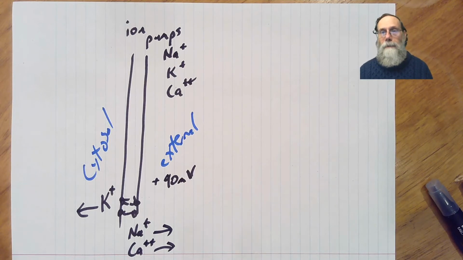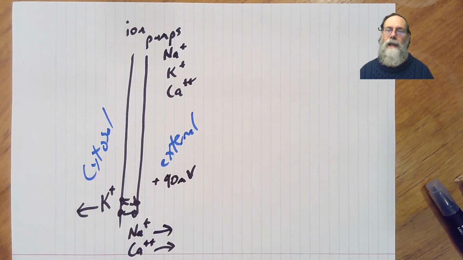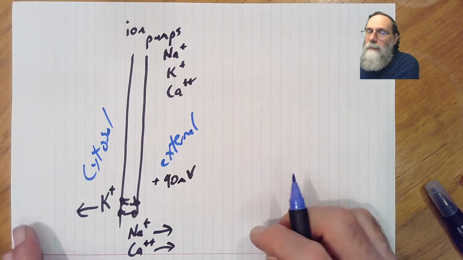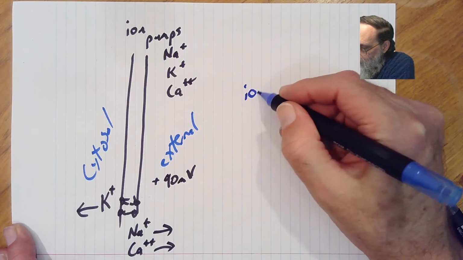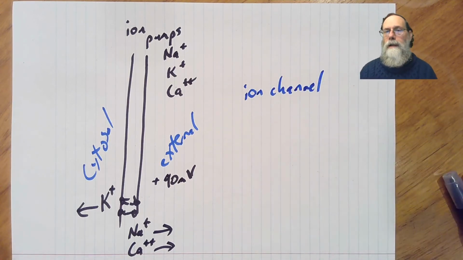Okay, ion pumps set up the baseline state, and this baseline state is referred to as the cell being polarized because it's got this 90 millivolt charge across the membrane. We have another way to move the ions, though, and that's what's called an ion channel. Now, the ion channel doesn't take energy. What it does is when it's open, it allows ions to flow from one side of the membrane to the other, and when it's closed, it doesn't allow it.